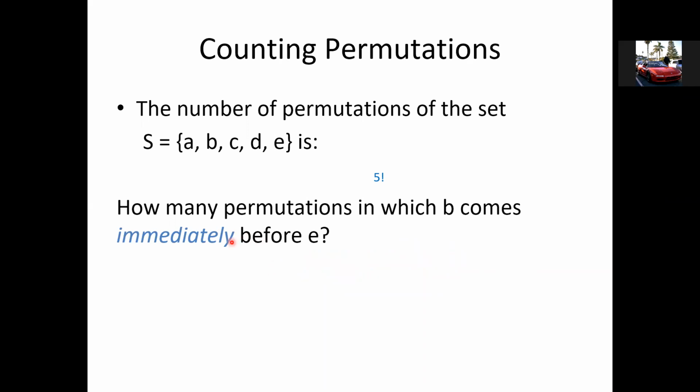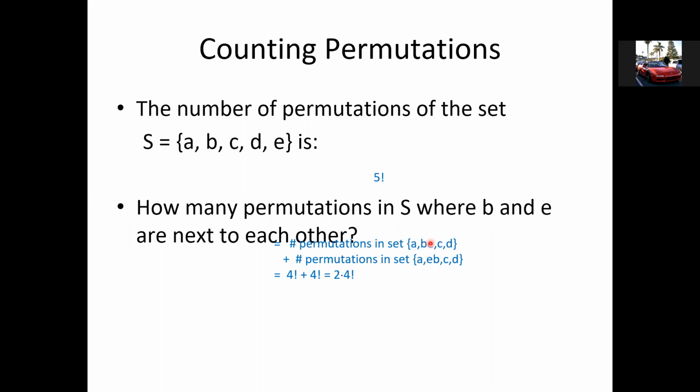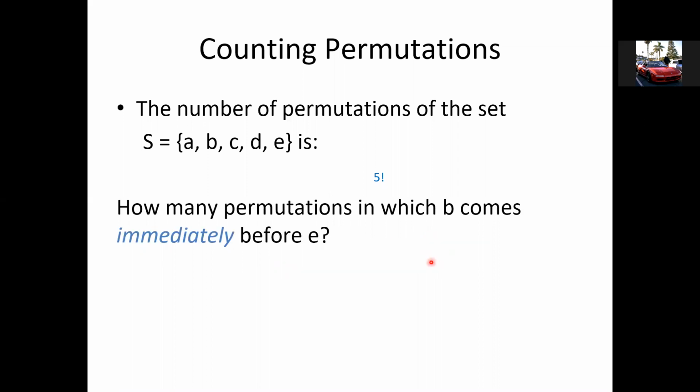What if I said that B must occur immediately before E? Okay, so that's even simpler, right? It's just that BE becomes a single letter. This is easy to confuse when you say these 2 choices. B and E next to each other is a choice between either BE or EB. B immediately before E, there is no choice. It's just that BE becomes a single letter. You can see where I'm going.